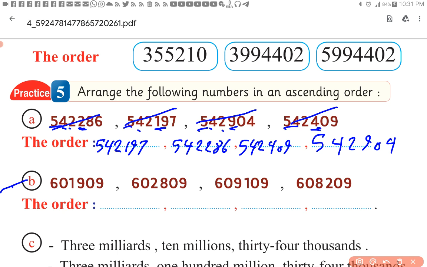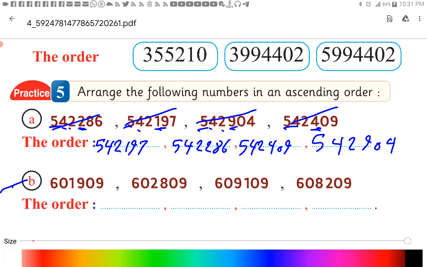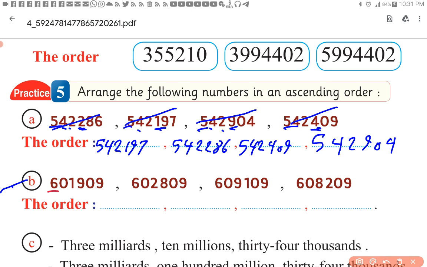Now B. At first, count the number of digits. We have 6 digits in each number. Start from the left. Here we have 6, and here also. Then 0, at 1, and here 2, and here 9, and here 8. Which one is smaller? 1. So you write this number. Then 2, write this number. Then 8.